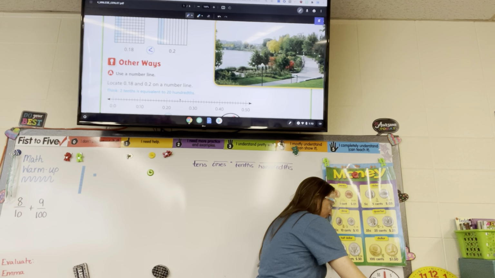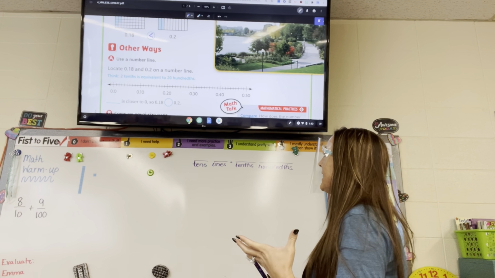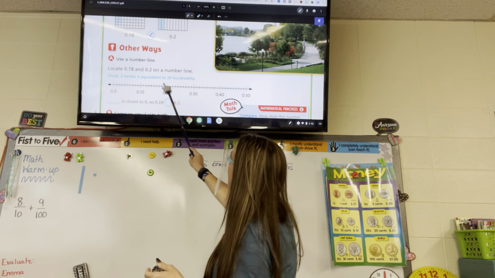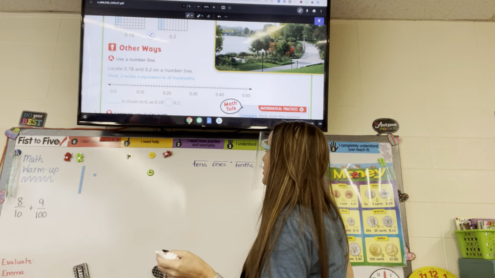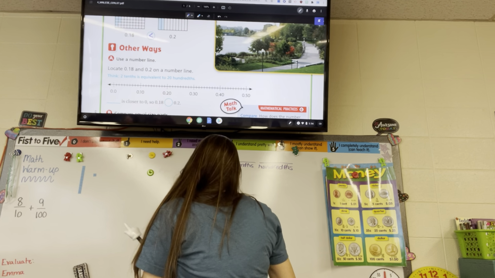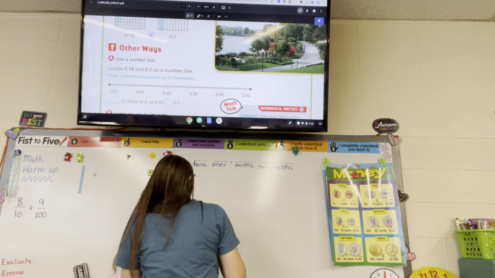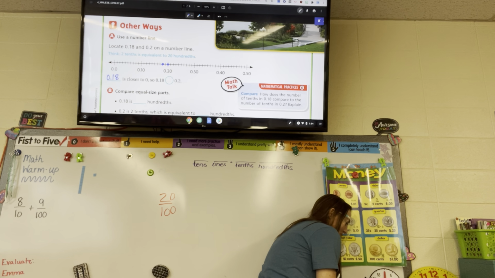Okay, another way that you can solve these kind of problems is using a number line. In order to use a number line, we have to be using the same value, or we can't use a hundredths number line to find tenths, unless we convert it into hundredths. So we need to locate 18 hundredths and 2/10. Think, 2/10 is equivalent to 20 hundredths, if we add the zero to the top and bottom. So we're going to find 20 hundredths, which is right here, and 18 hundredths, which is before it. Since 18 hundredths is closer to zero, then 18 hundredths is less than 2/10.